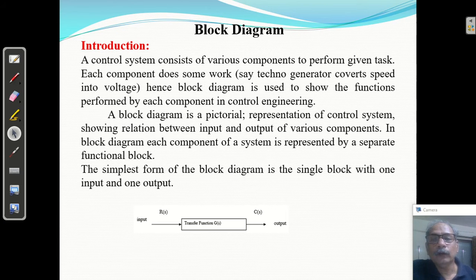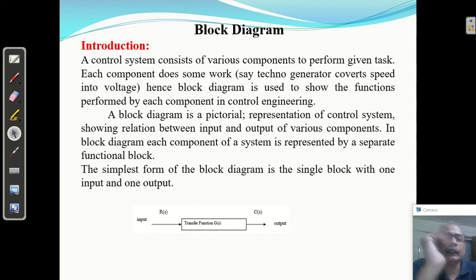So here, what do you understand by the block diagram? A control system consists of various components to perform a given task. For example, you have a car. In a car, there are so many components. You have an engine, a carburetor, a gearbox, acceleration system, fuel injection system. All these components will have their own block diagram. They will have their gain of the components. Each component does some work.